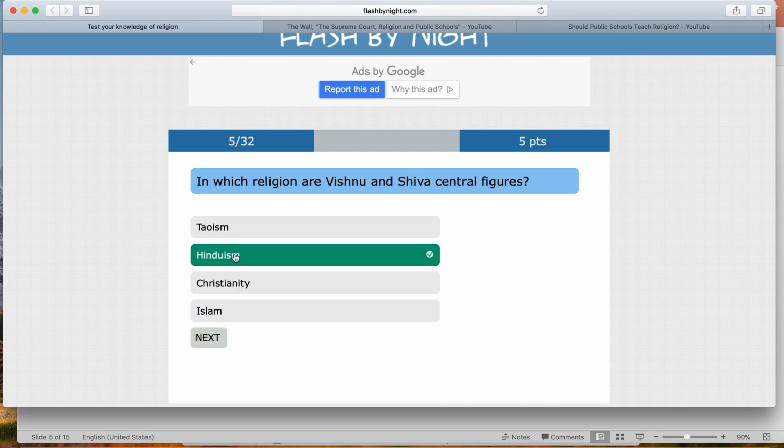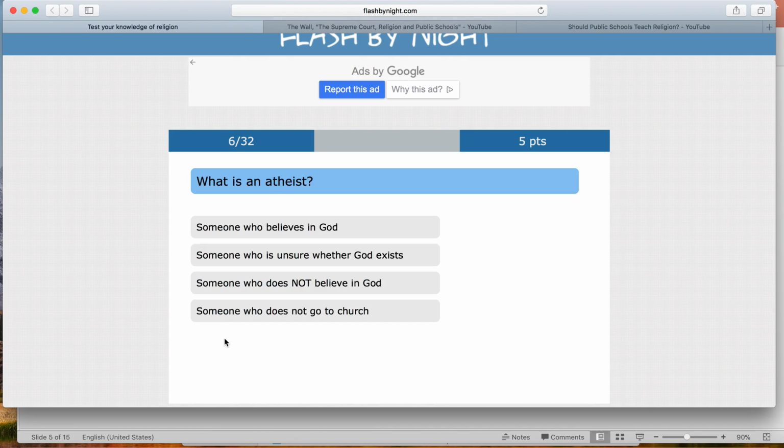If you selected Hinduism, you'd be correct. Let's go to our next question. What is an atheist? Remember, this was a term we saw on our graphs for the U.S. religions around the world as well as the world religions.